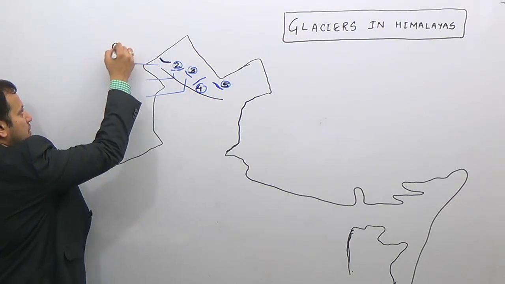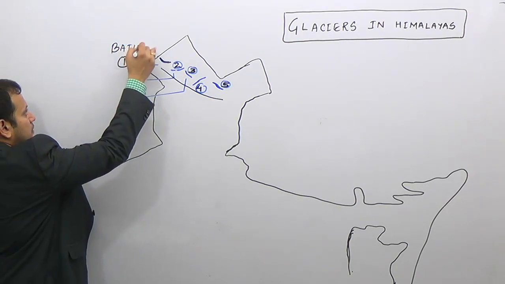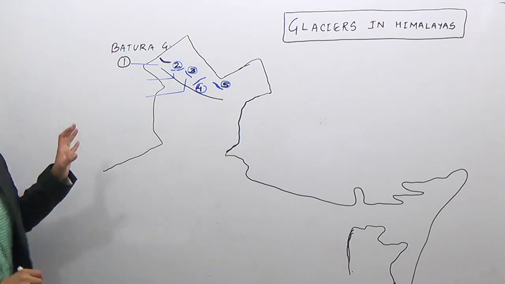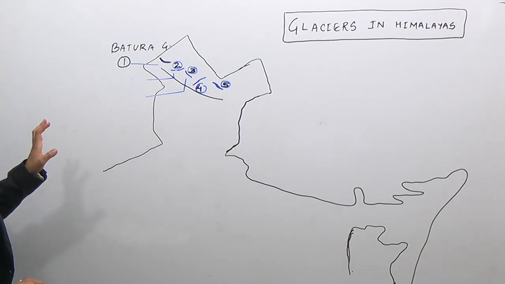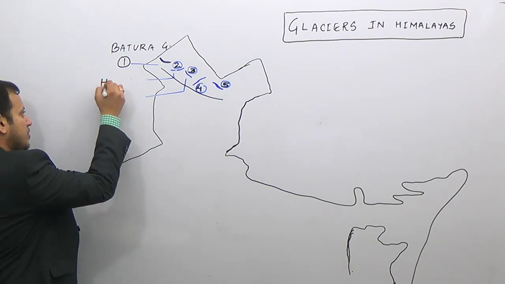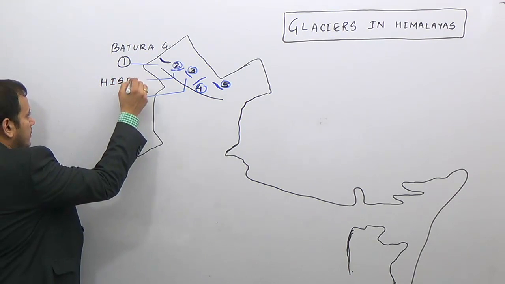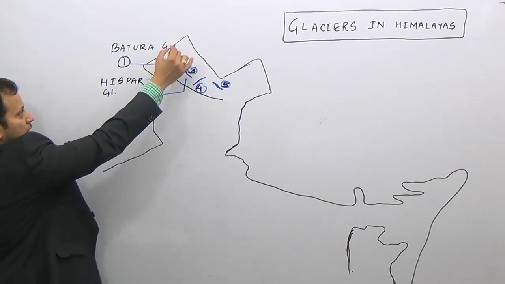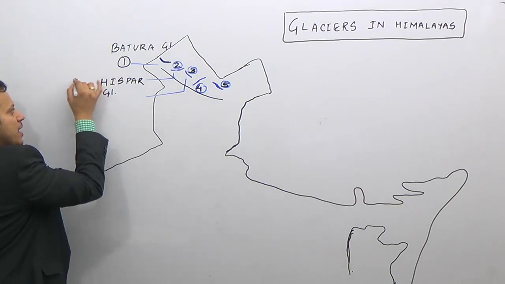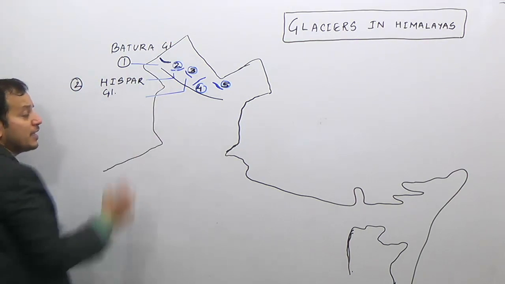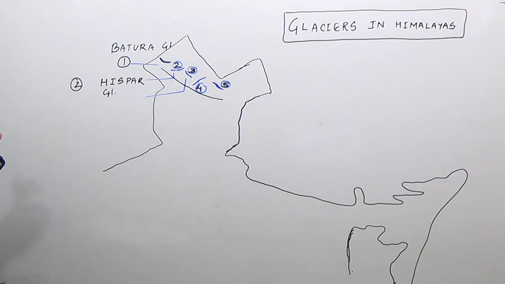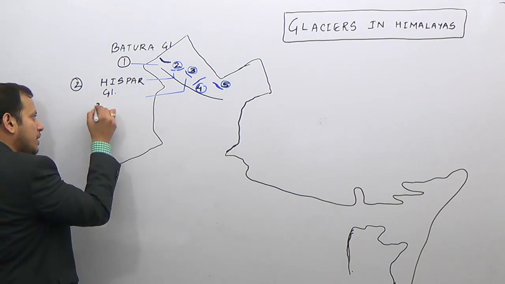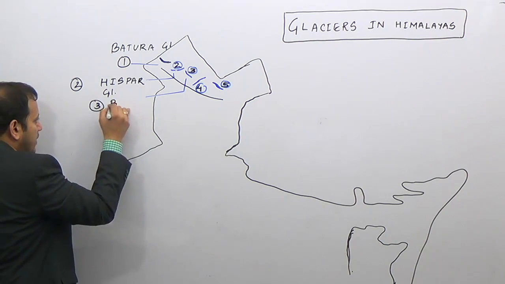the Batura Glacier. The second glacier here is the Hispar Glacier. I'll just write GL so that you can understand and I will save my time. The third glacier here is the Biafo Glacier.